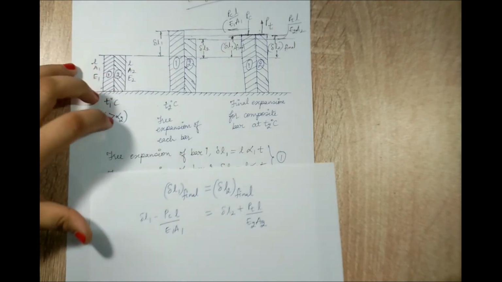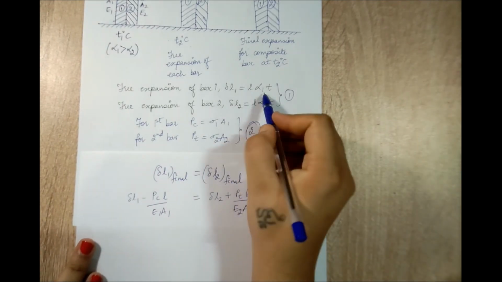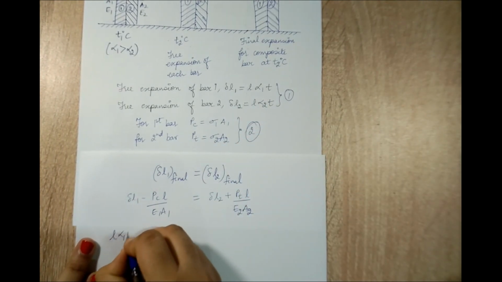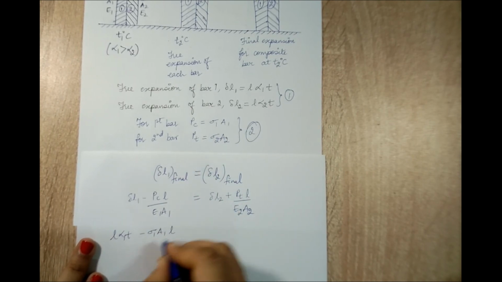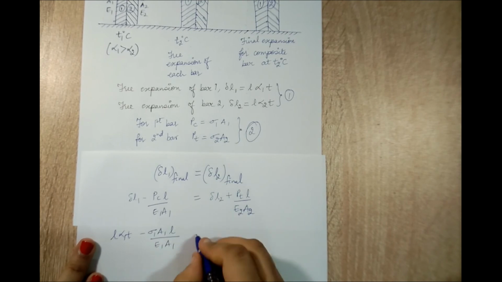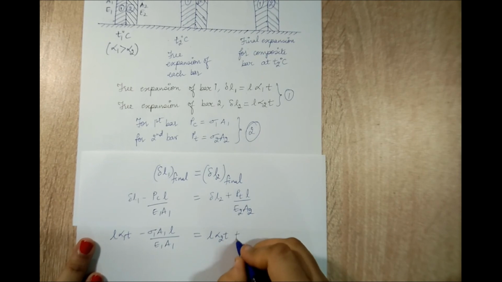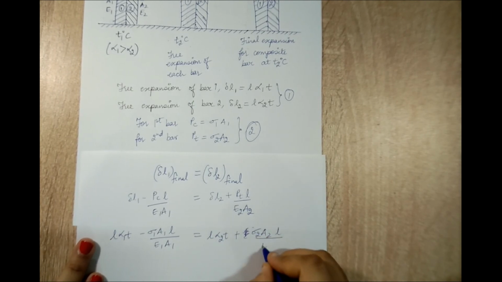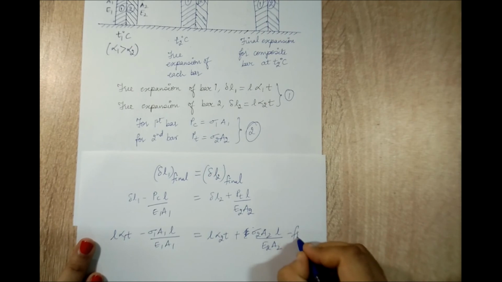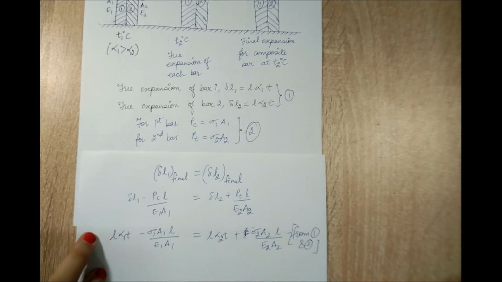Now let's substitute into the equations. For delta L1 I'm going to write L alpha 1 T. So I'll write L alpha 1 T minus PC, which is sigma 1 A1, into L upon E1 A1, equal to delta L2, which is L alpha 2 T, plus PT, which is sigma 2 A2, L upon E2 A2. This is from equations 1 and 2. From 1 and 2 I am writing these terms.